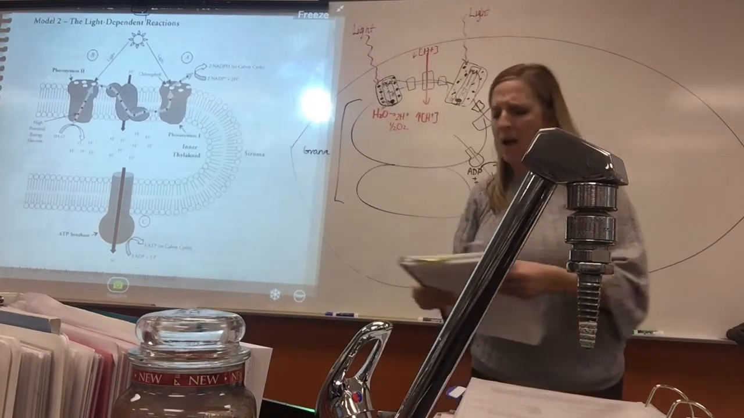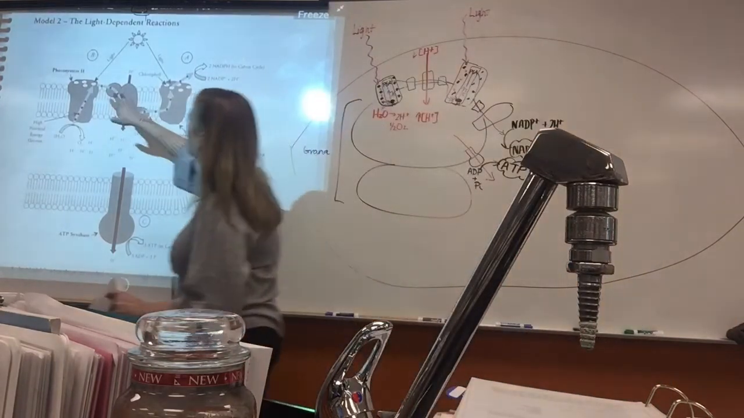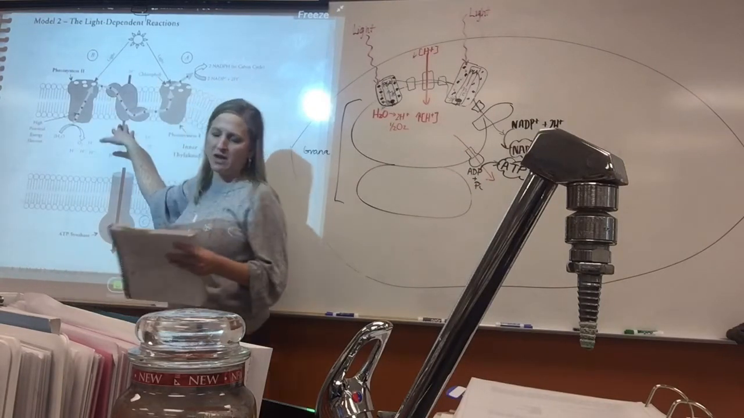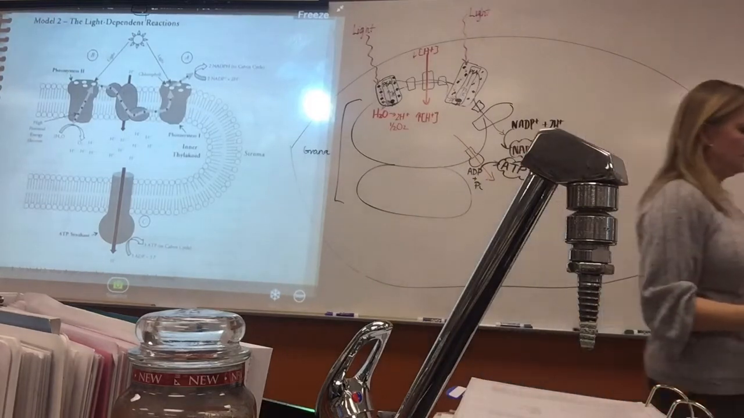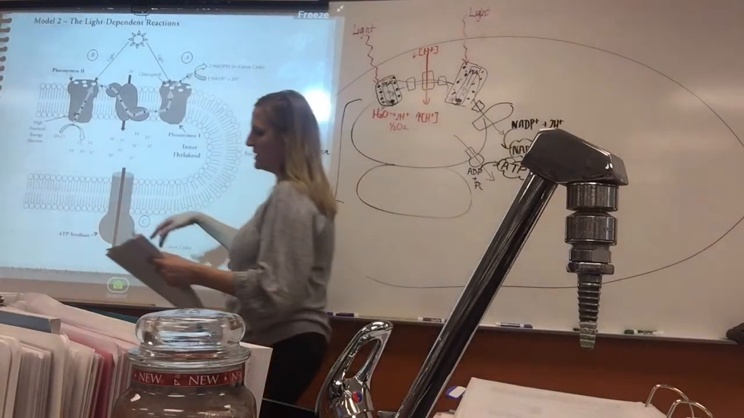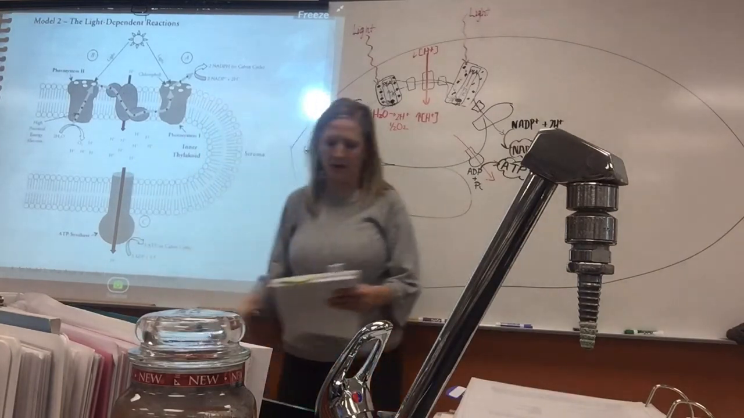For B, with the excited electrons moving through the electron transport chain, the publisher put the B here. I think the B should be more here where the electron transport chain is, where the H pluses are being pumped. And then C, the hydrogen ions flowing through ATP synthase. That's right here, making ATP. So this is your ATP synthase right here.